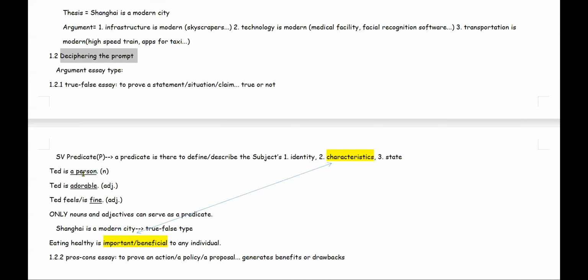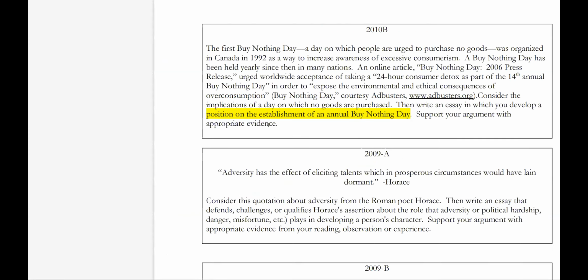So as long as we see nouns, adjectives, this is a true false, okay? And then go back to this one. Your position on the establishment of an annual buy nothing day. It's a pros cons, right? Because we do not see a be verb. We did not see a linking verb. It's an action. Establishing an annual buy nothing day.